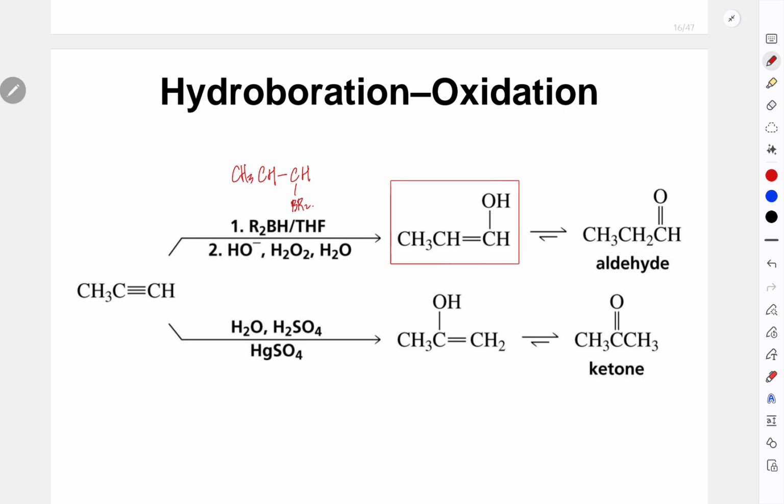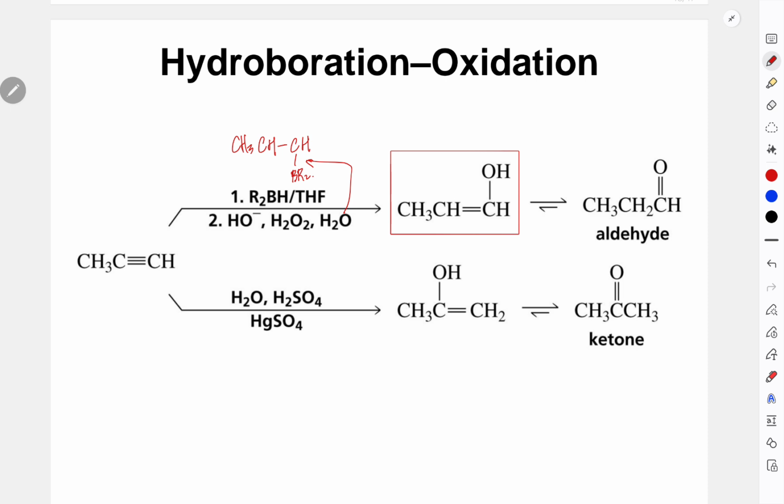Okay, but if you're running the reaction in the presence of the mercury catalyst, the mercury cation, and you're running the addition of water, the acid-catalyzed water addition reaction, then in this case you will get this enol, and after tautomerization you will get the ketone instead of the aldehyde. So depending upon the reagent or reaction conditions that you apply, you are getting two different products.